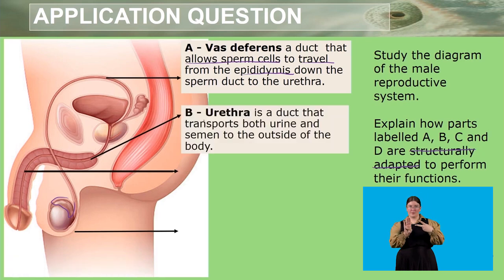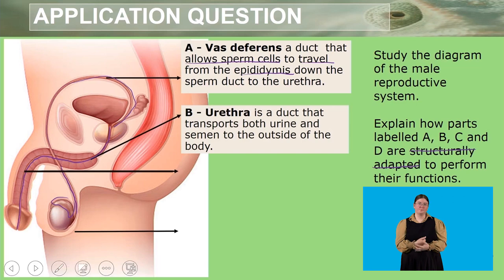Then B is the urethra. It is a duct that transports both urine and semen to the outside of the body. Just like I have mentioned in the previous question, sperm in the semen will travel through that duct called the sperm duct or the vas deferens, and they'll meet there in the urethra and are transported outside of the body.